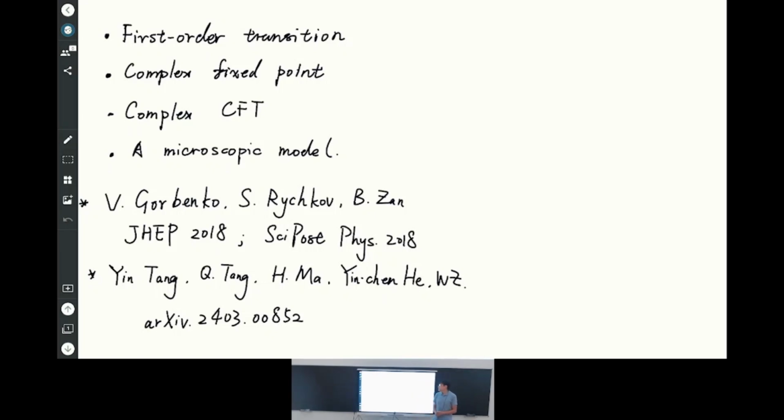And the second part, I will show you our proposal about a lattice model, and I will show you how we construct this model and provide you some evidence that we believe that this model can realize the so-called complex FT. And this work was mainly done by Tang Ying from the Westlake University, and the collaborators include Dr. Tang Qichen from the Georgia Tech, Dr. Ma Han, and Dr. He Yingchen from the Perimeter Institute. And this is the arXiv number for our paper.